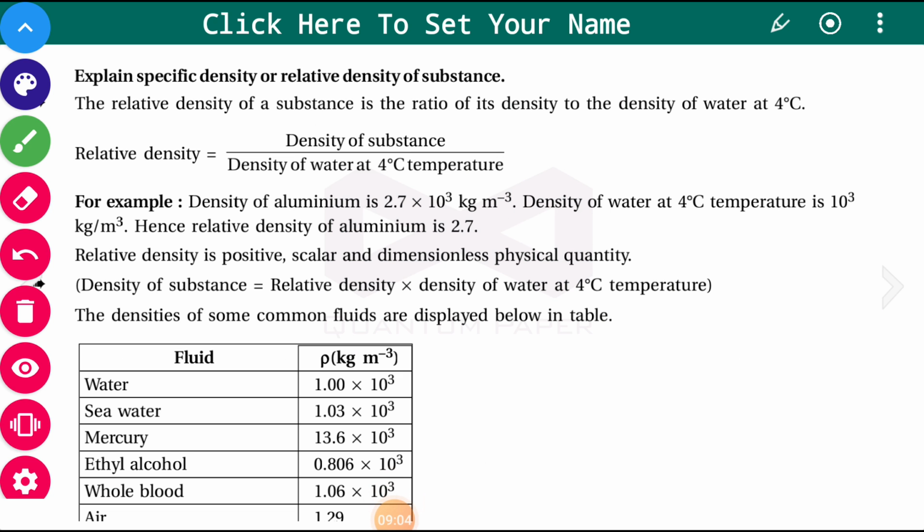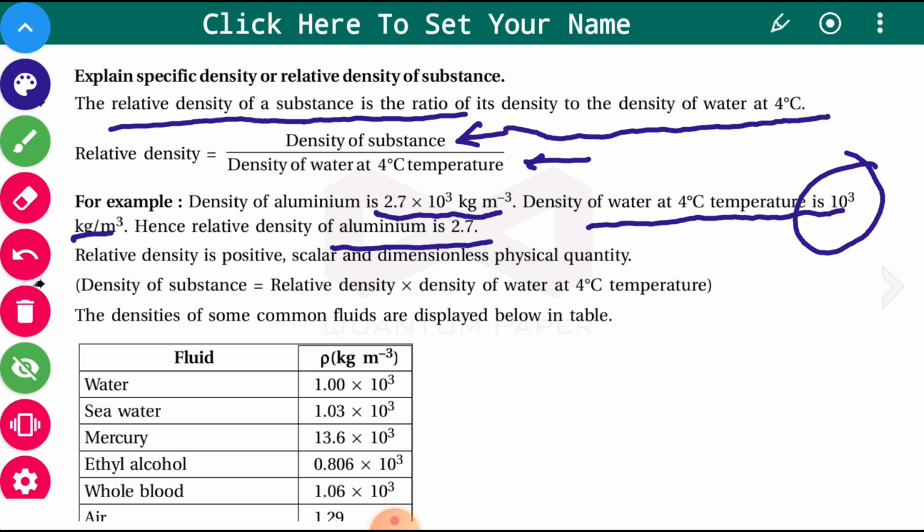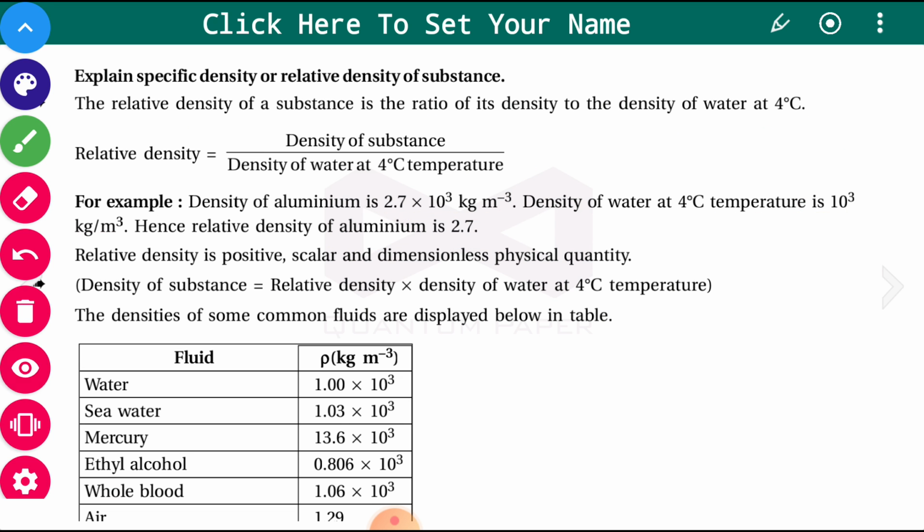Now we talk about the specific density, or relative density. The relative density of a substance is the ratio of its density to the density of water at 4 degrees Celsius. One example: the density of aluminum is 2.7 × 10^3 kilogram per meter cube, and the density of water at 4 degrees Celsius is 10^3 kilogram per meter cube. So the relative density will be 2.7, or we can say aluminum is 2.7 times heavier than water. So this relative density gives an idea how heavy a particular substance is in comparison to water having the same volume.